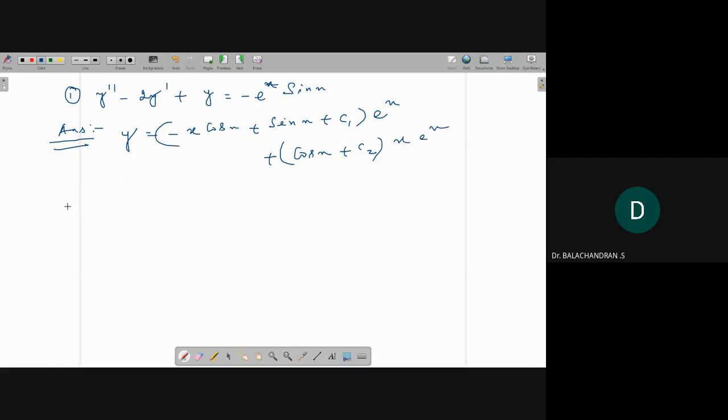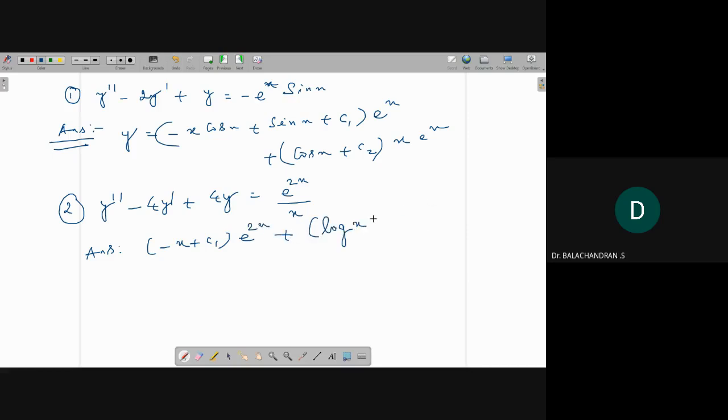Second problem, solve y double dash minus 4y dash plus 4y equal to e power 2x by x. The solution is minus x plus c1 into e power 2x, plus log x plus c2 into x into e power 2x.